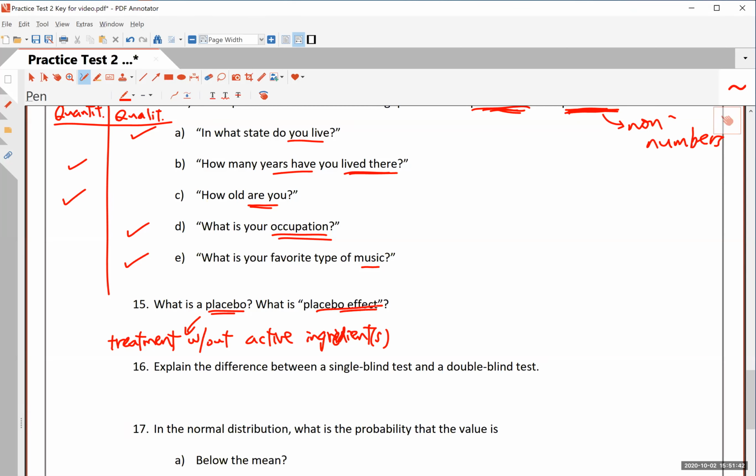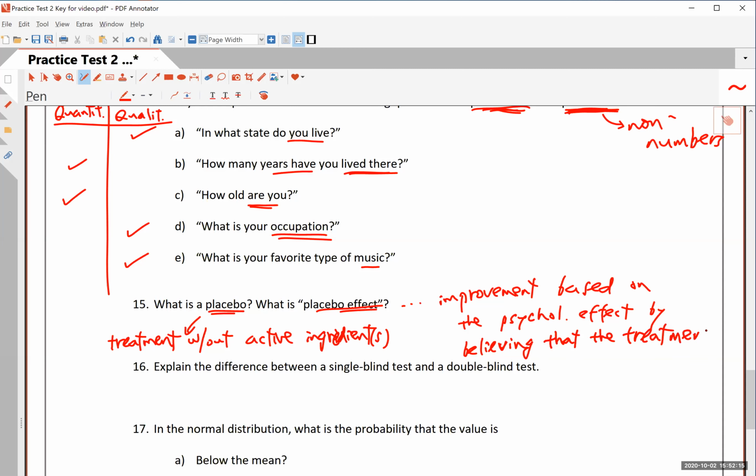Now, what is placebo effect? What is a placebo effect? Okay, this is the effect of improvement based on the psychological effect, right? Psychological effect by believing that the treatment works.